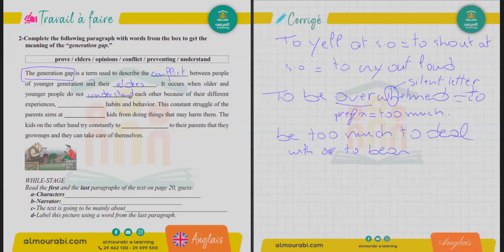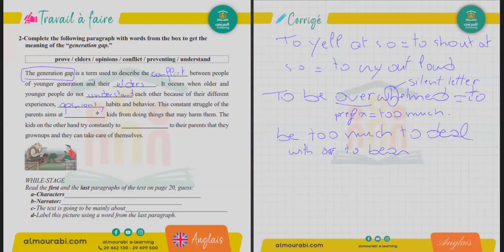Because of their different experiences. The experiences are different between the old and the young. Of course, it's because of their opinions. The ideas are different. Different opinions. The habits, I mean their habits. They have different habits. And of course, the way of behaving or the behavior is different here. Anybody else to continue?